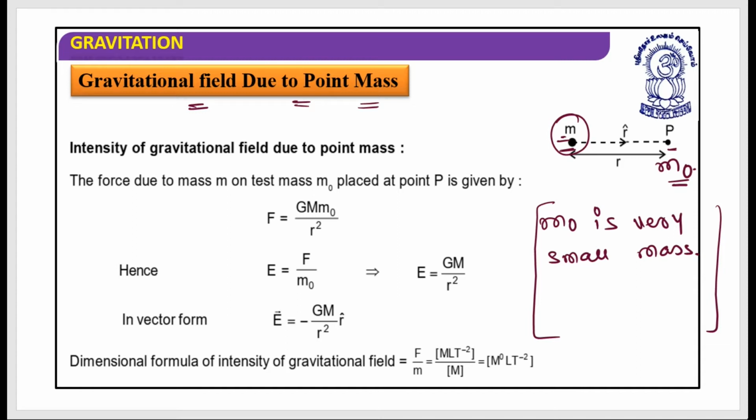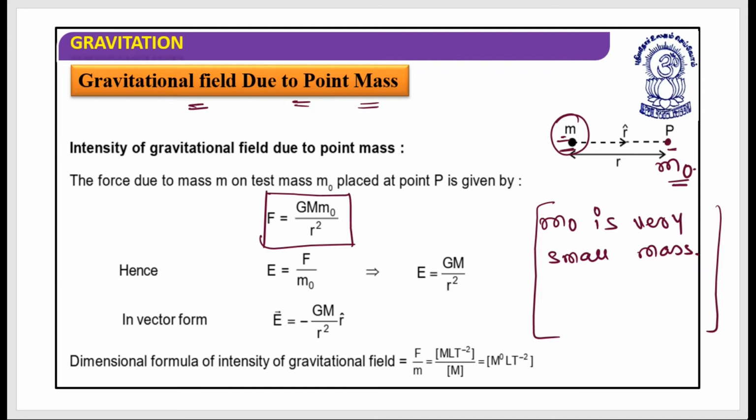So what we are supposed to do is, wherever we require an intensity, put up a test mass over there, then find out the gravitational force acting on it. If I find the gravitational force on it, it will look like this. The force is equal to G multiplied by the mass of the first object, multiplied by the mass of the second object, divided by the square of the distance between these two. So F is equal to G m m naught divided by r square.